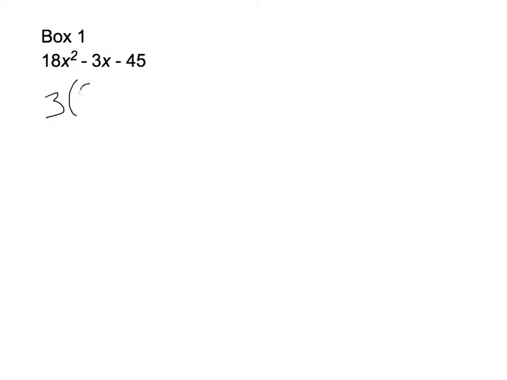So you get 6x squared minus x minus 15. And now we're just going to ignore the 3 and factor this piece in the middle like we would do any other trinomial. So we'll use our t-chart first.